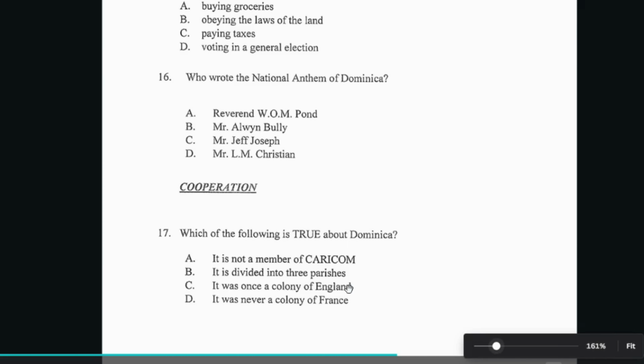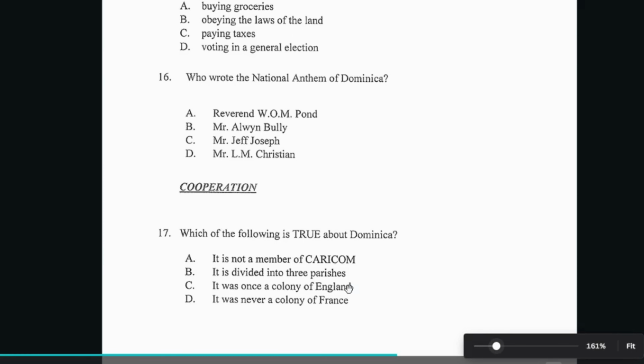So that means for number 19, the answer would be Puerto Ricans. Very good. Number 20. Which is not a function of the CARICOM Single Market and Economy CSME agreement?